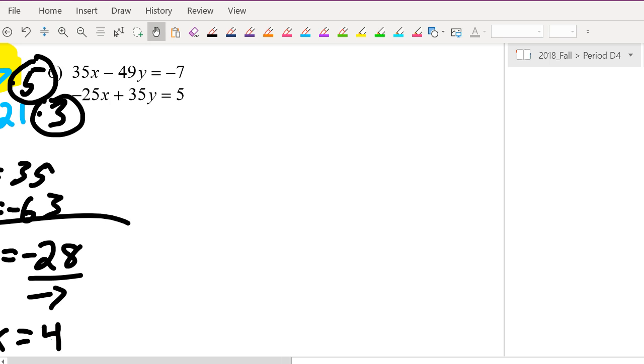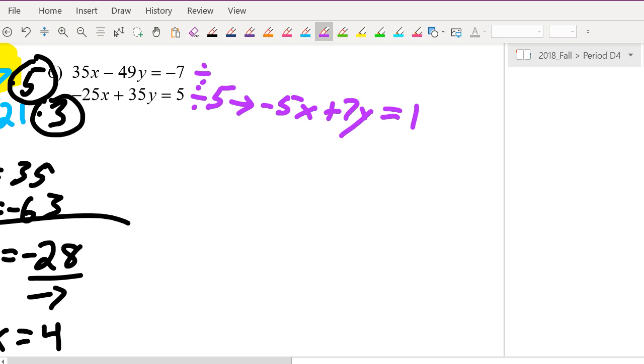All right, go ahead. So first you can divide the bottom equation by 5. Okay, and we get? You get negative 5x plus 7y equals 1. What about the top equation, though? You could divide that one too, by 7, and you get 5x minus 7y equals negative 1. Okay.